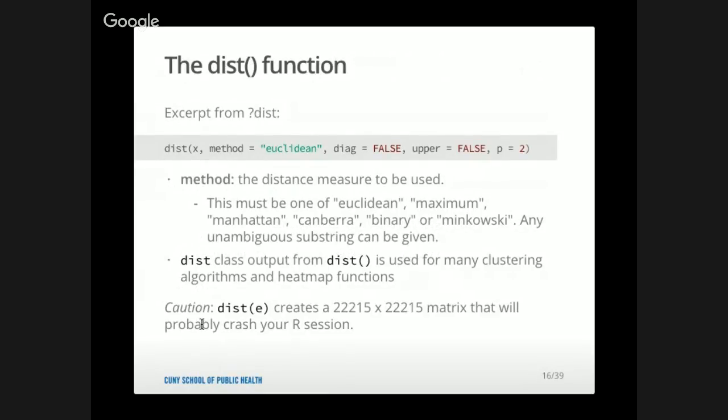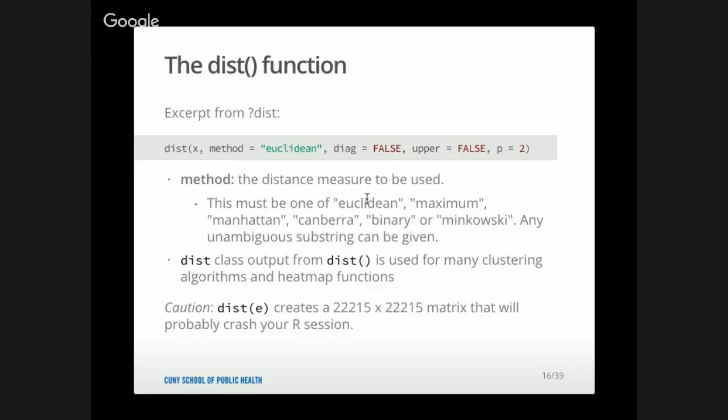It's an important enough function that I thought I would give an excerpt from its help page. So this is the usage of dist. The first object x is the matrix of which we're going to calculate the distance between all pairs of rows. The second option, when you see equals, it means that the default is Euclidean. And you'll see that it offers a number of different distances that you can use.